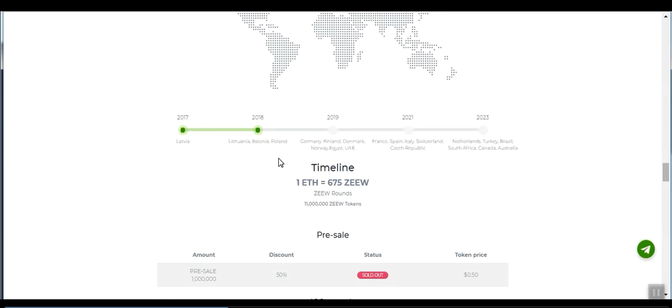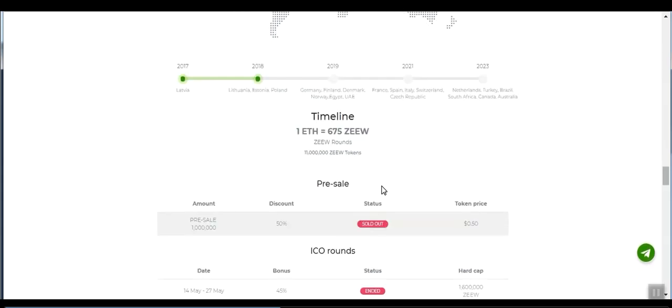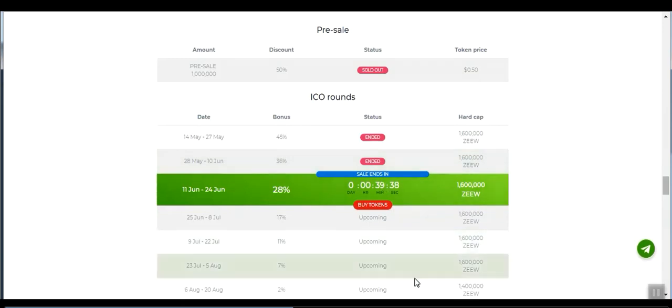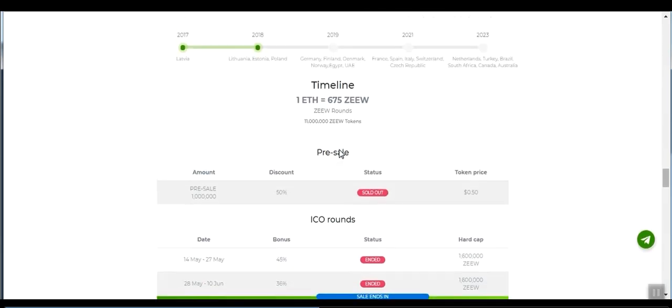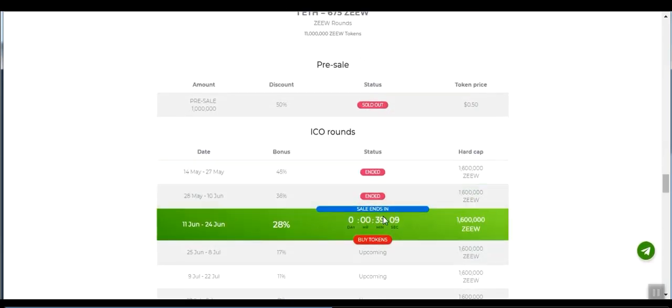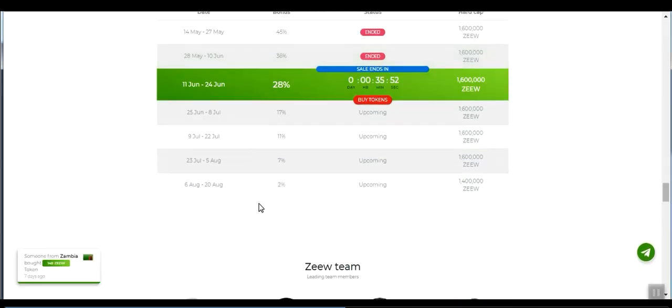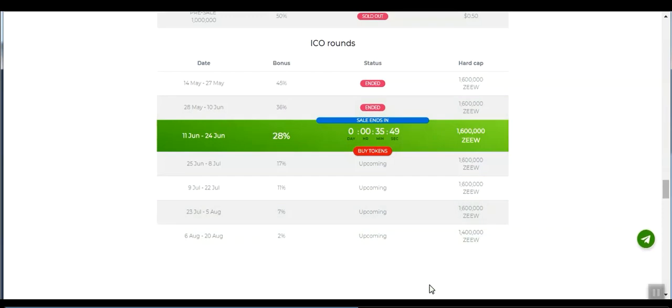And now the most important part. Let's see how Zeew will do its ICO. Zeew will launch this ICO in 7 rounds, starting from May 14th to August 20th. And the rewards will decrease from 45% to 2% from the first ICO date.